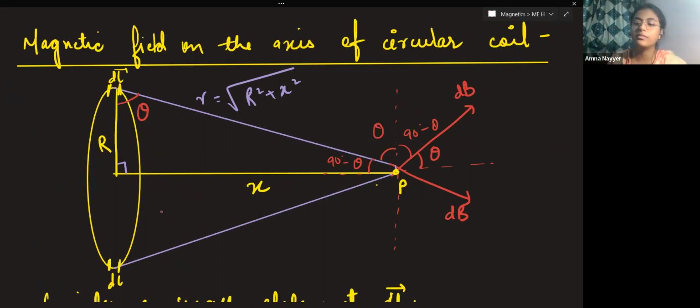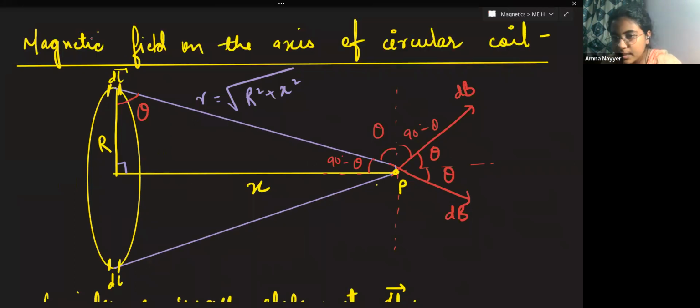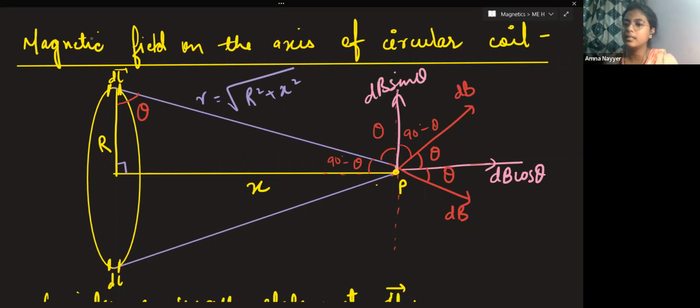Now, resolution of vectors. Now you have to resolve these vectors. This is theta, so definitely this will also be theta. See, this angle is theta. So along this axis, we will get the component dB cos theta. The axis with which the angle is made is chosen as the cosine value. So this will be cos theta, and the perpendicular one becomes dB sine theta.